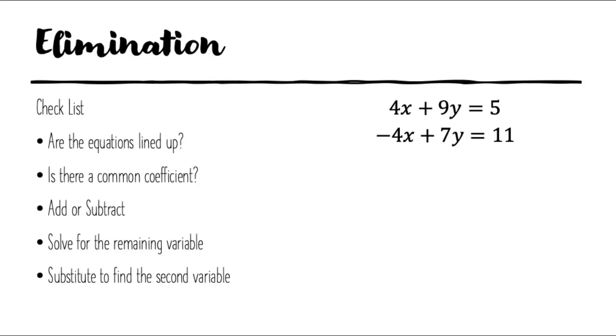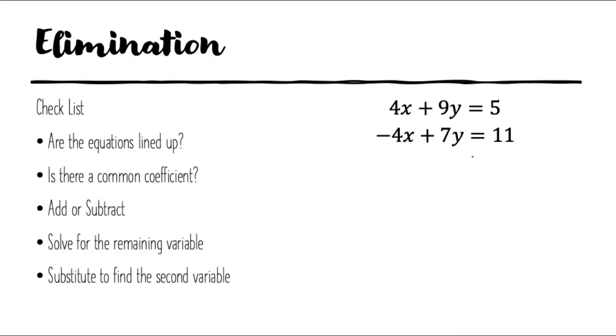So we're going to look here. We have a checklist. The first one is, are the equations lined up? And you're like, lined up? What does that mean? To be lined up, we need to have x over x, y over y, equals over equals, and constant over constant. Or they could be in a different order, but they have to be exactly the same. We'll look at a couple that aren't, but they have to be lined up or this doesn't work at all.